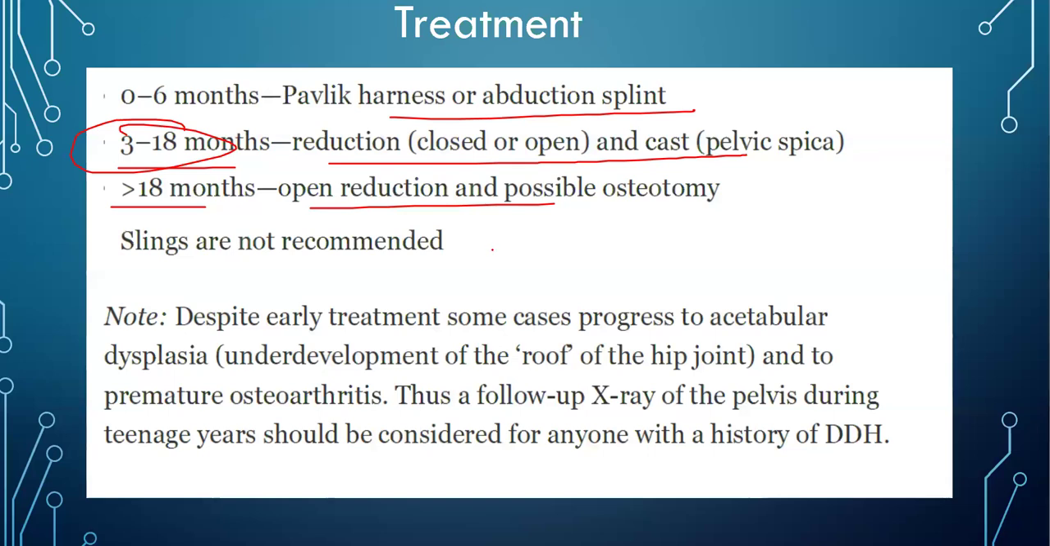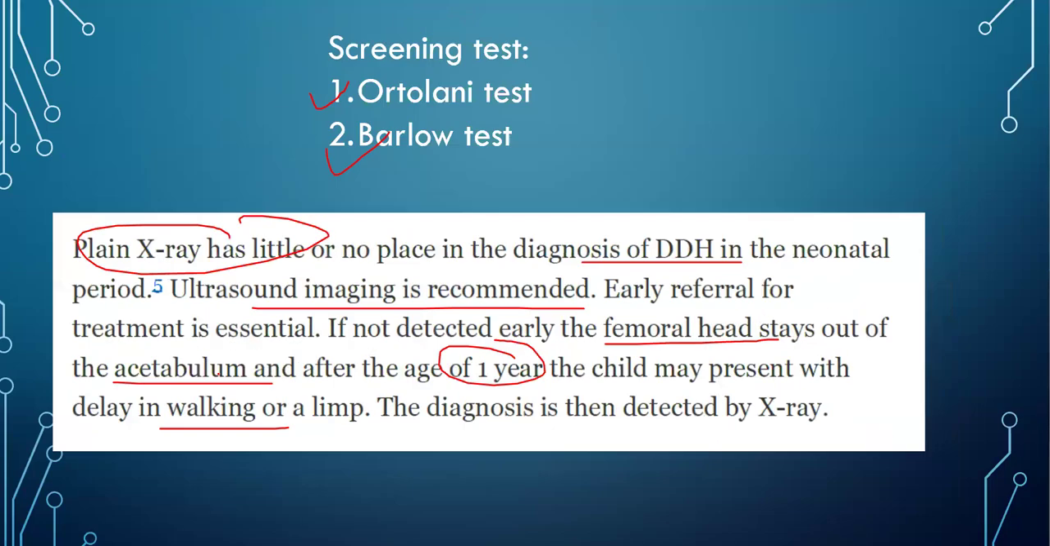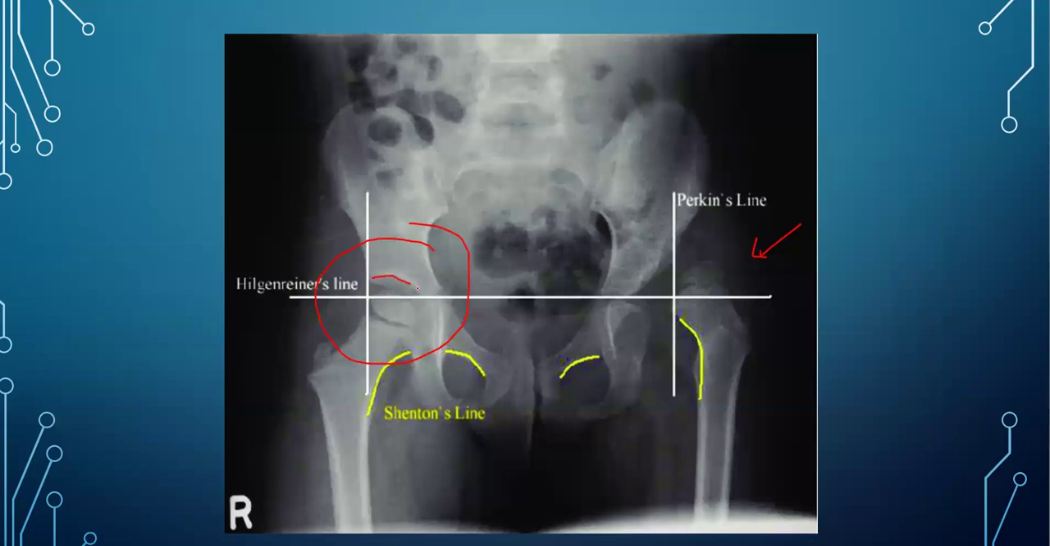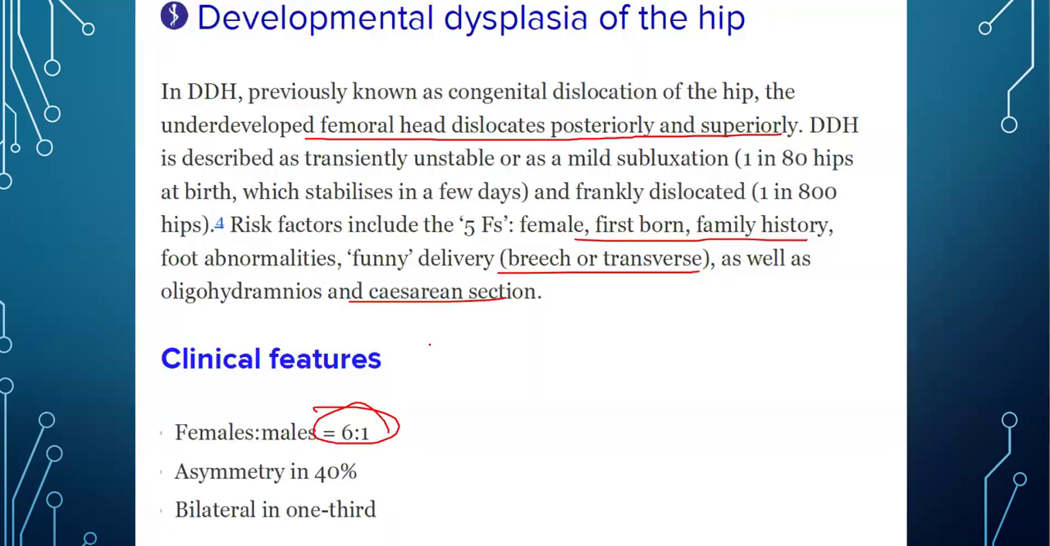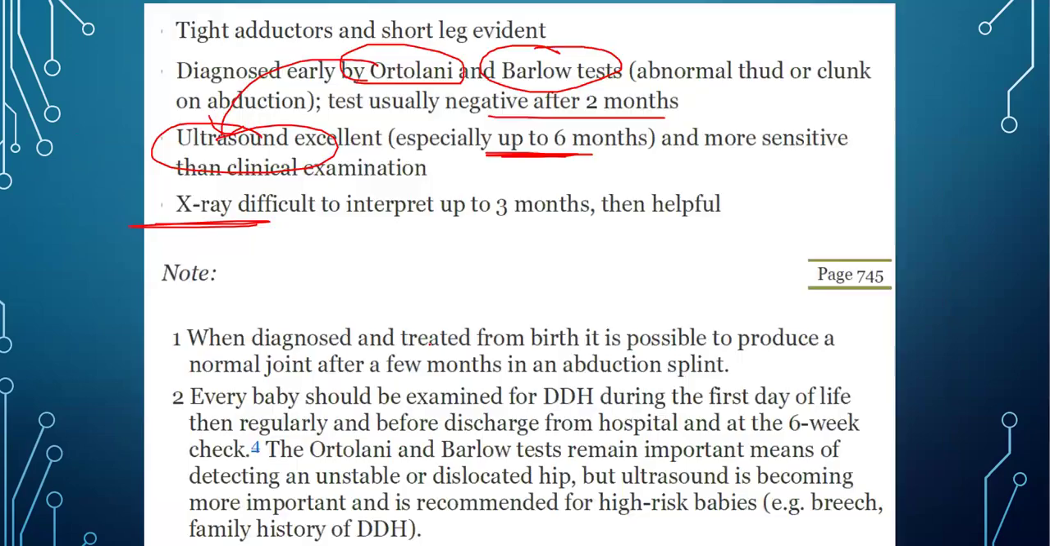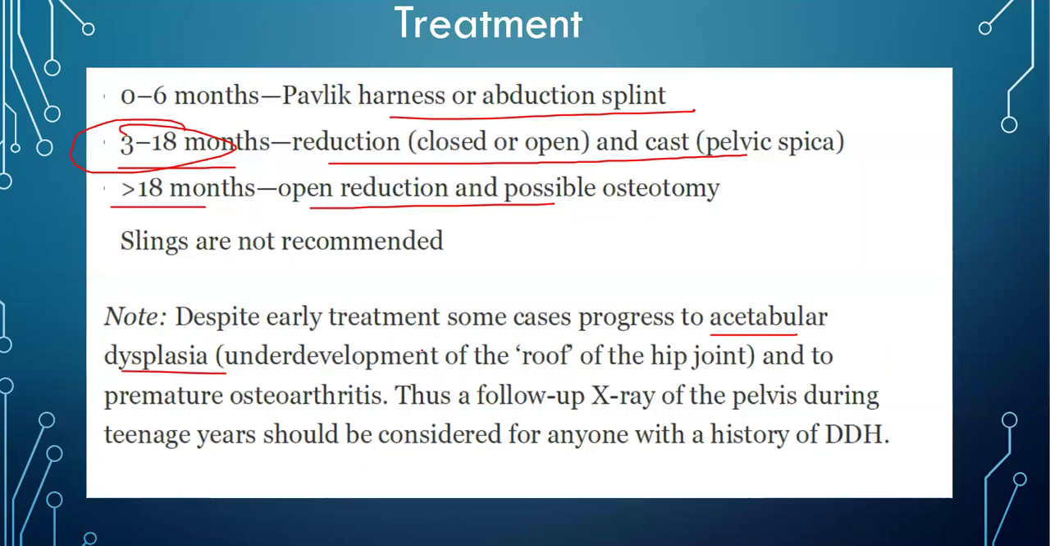The problem is that if you don't treat this early, it can go into acetabular dysplasia. That means the acetabulum, which is this, can get underdeveloped in this patient. And if it gets underdeveloped, eventually the child can develop premature osteoarthritis, which is very complicated. So that's the complication that can happen in a DDH patient, and that's why we do this screening test.